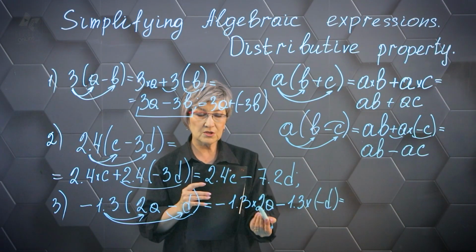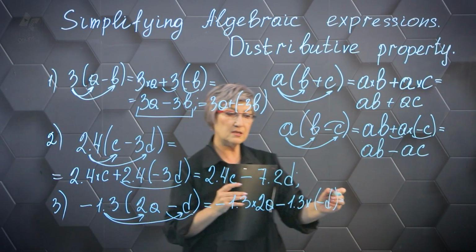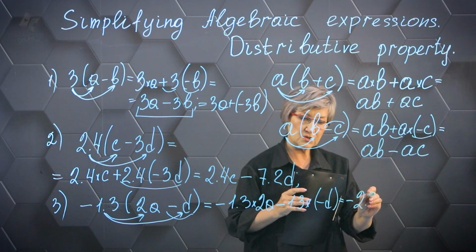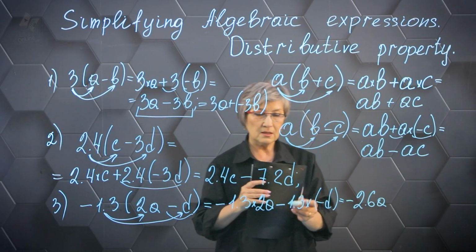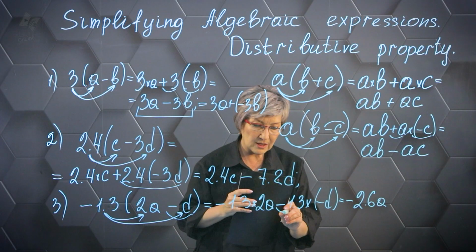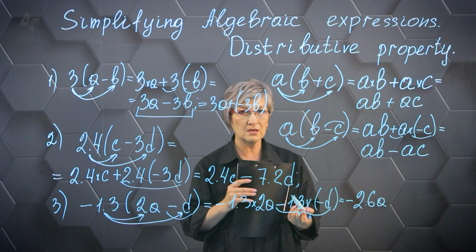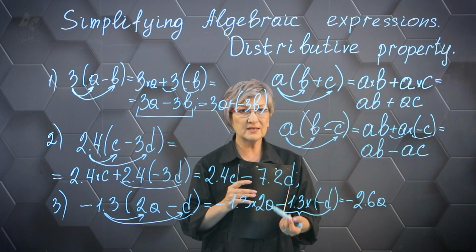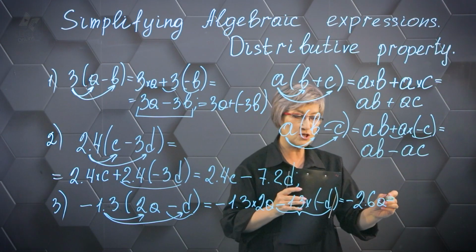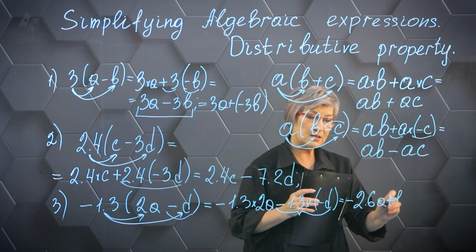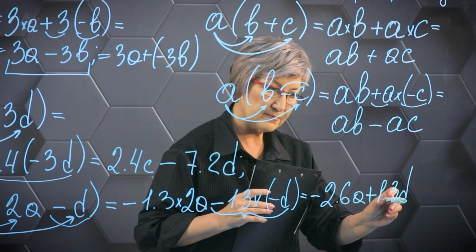What is the result? Minus 1.3 times 2a. I multiply a negative number by a positive number. I get a negative number, minus 2.6a. Next, I have minus 1.3 times minus d. I multiply two negative numbers. The result is a positive number, 1.3d.